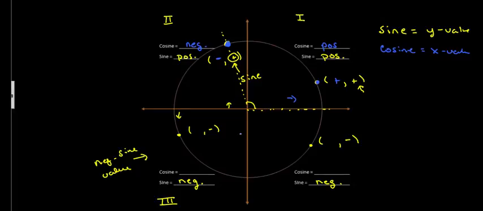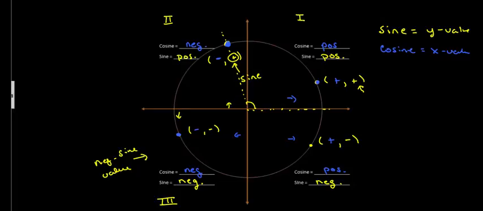Quadrant 3, the same thing. We're moving to the left. So this point right here has a negative cosine value, and so will any other point in quadrant 3. And in quadrant 4, we're moving back to the right. So this will be a positive. So cosine will be positive in quadrant 4.